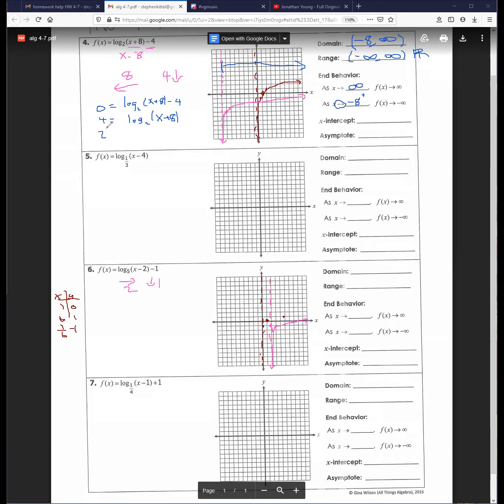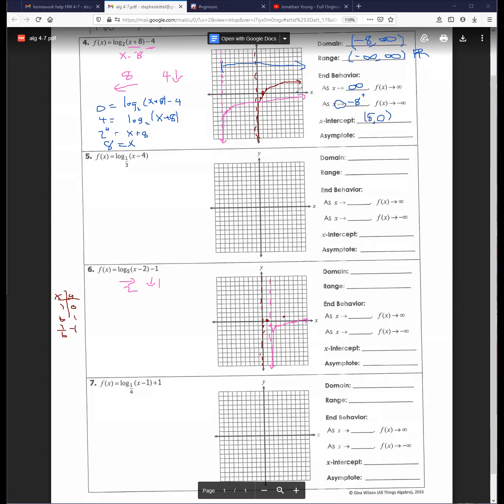So it means this is 2 to the 4th is equal to 2 to the log base 2 of x plus 8. That part cancels out. So x is equal to 16 minus 8, which is 8. So the x-intercept is going to be at 8, 0.